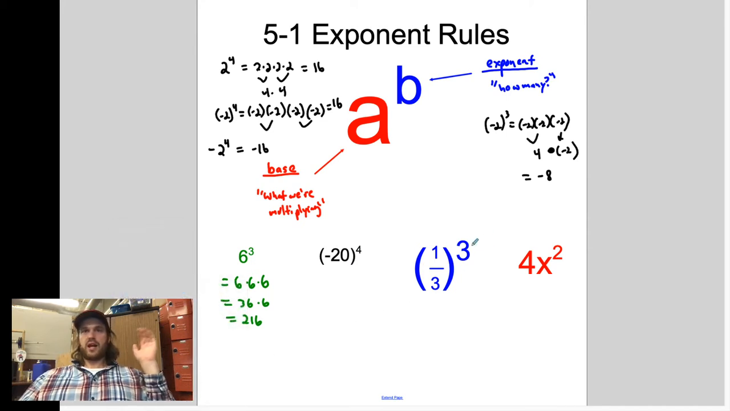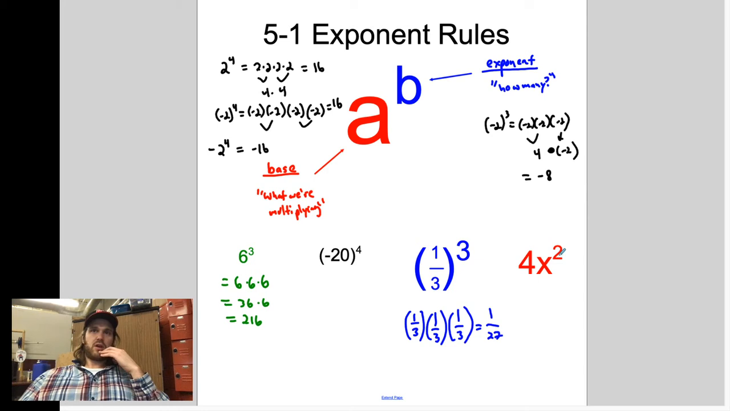In blue, negative 1/3 to the 3rd. The base is 1/3. The exponent is 3. If we wanted to figure out what this is, we do 1/3 times 1/3 times 1/3. With multiplying fractions, we multiply across the top: 1 times 1 times 1 is 1. Then 3 times 3 times 3 is 27.